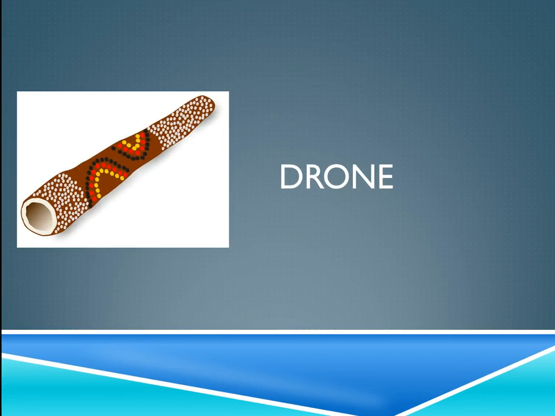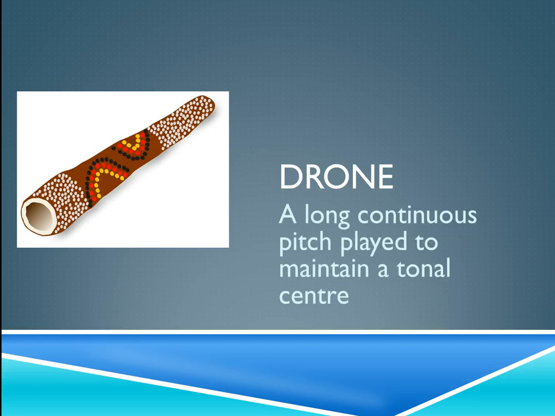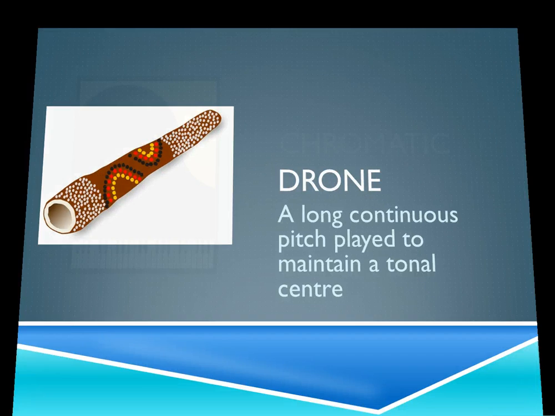A drone is a long continuous pitch played to maintain a tonal centre. The didgeridoo certainly performs a drone, but another instrument that does this really well, and probably better, is the bagpipes. They have that lovely sound all the way through, and that's what's called a drone.